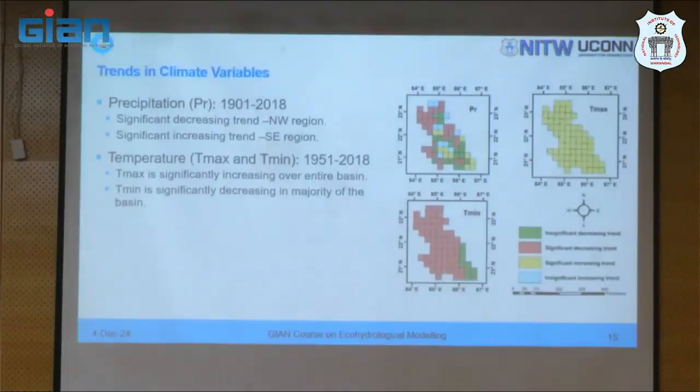So, coming to the first part, where we try to understand how precipitation and temperature are varying, we took the IMD data from 1901 to 2018, the gridded IMD data at 0.25 degree, precipitation and maximum and minimum temperature. What we observed was that precipitation had a decreasing trend. Most of the basin had a decreasing trend. Some locations it was significant, other locations insignificant, but the majority of the basin had a decreasing trend. Maximum temperature had a significant increasing trend in the entire basin, whereas minimum temperature had a significant decreasing trend in the entire basin.